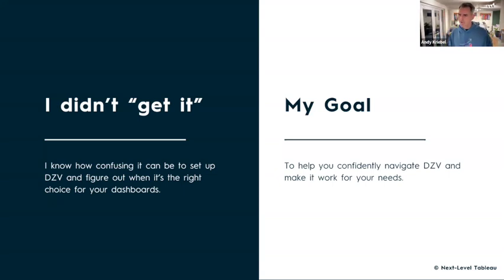I really struggled with getting it set up right. I had those same kind of challenges that we've all probably had at the start. When is it the right choice for my dashboards? Did I do the right steps? Is it the most efficient way to do it? And it took me time to get it right. My goal is to help you confidently navigate dynamic zone visibility and make it work for your needs. And hopefully you feel a lot better like that now.